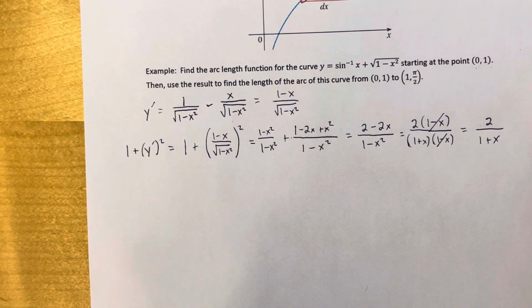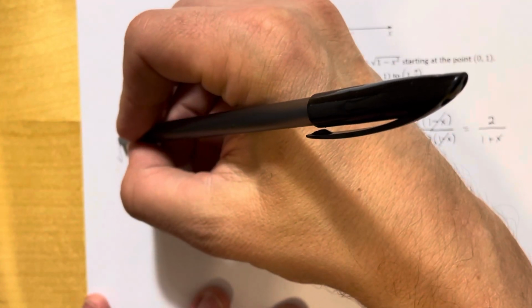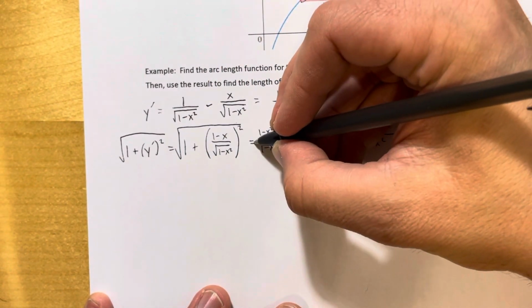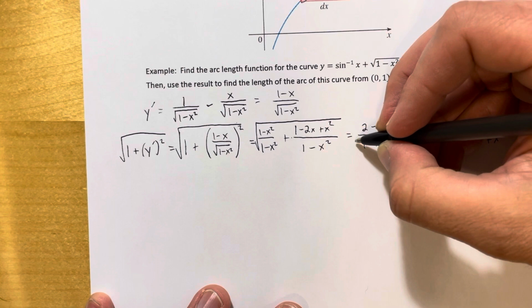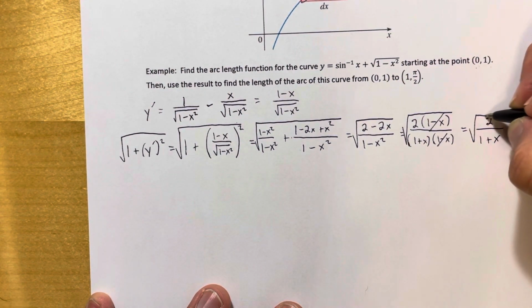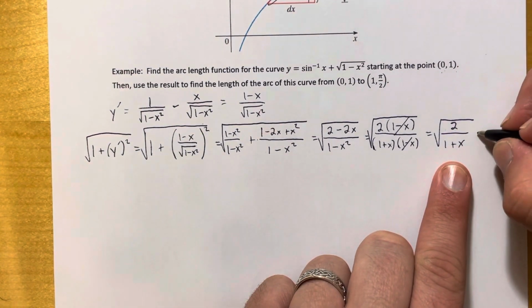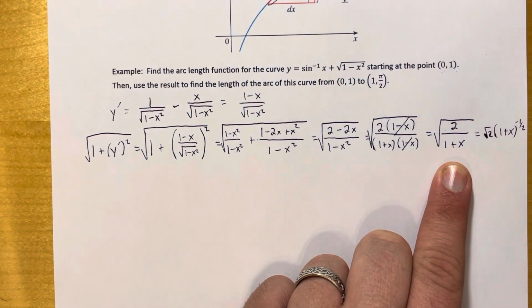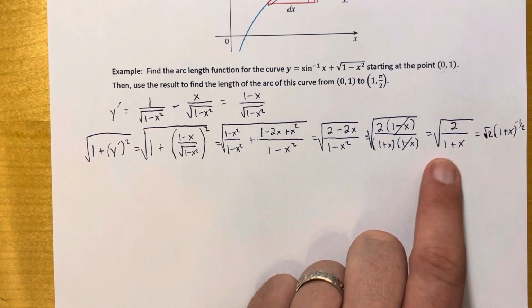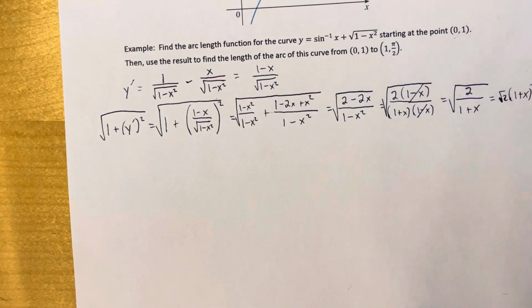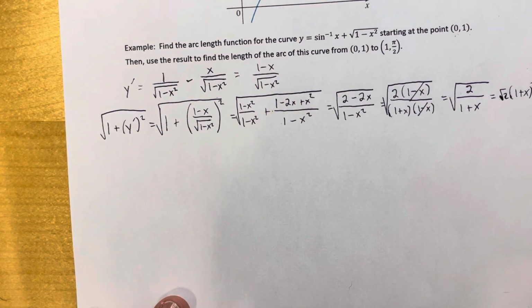Now at this point, I want to remember that we're technically taking square roots of all of this stuff. So I've kind of waited until this point to write all of these square roots in. If I take the square root of this, I can write that as root 2 times (1 plus x) to the negative 1/2 power. That's the same thing as the square root, but I'm using a rational exponent instead. Now we're at the point where we can look at our arc length formula.